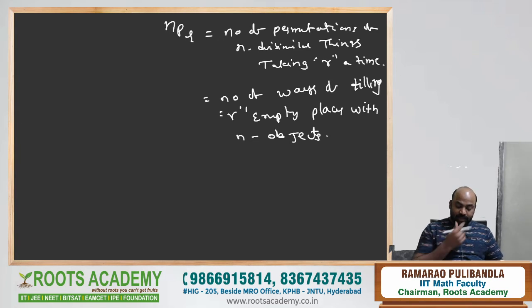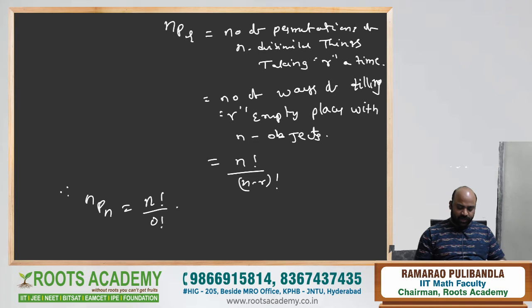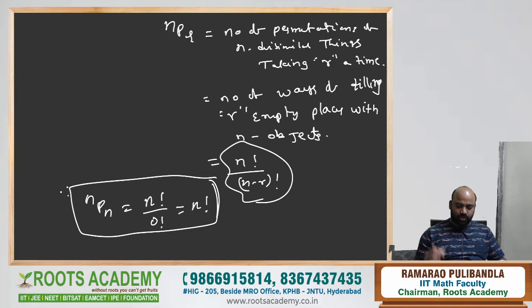Right, students? So this is nothing but, what's the formula we got? n factorial divided by (n minus r) factorial. For example, if my r becomes n, it means I want to fill every object in n places. Therefore, filling all the things can be done in n factorial by 0 factorial, and we can call it n factorial. These are the basic things you have to understand before you do questions.